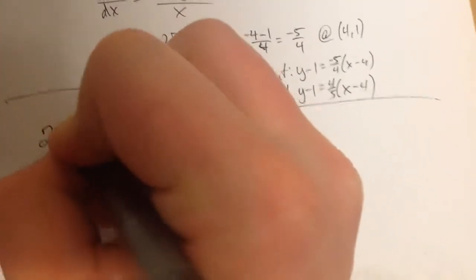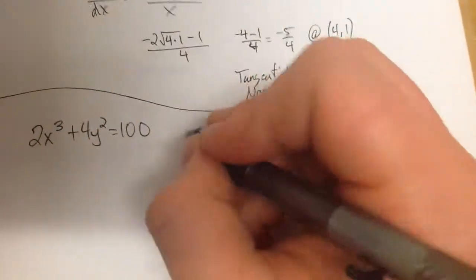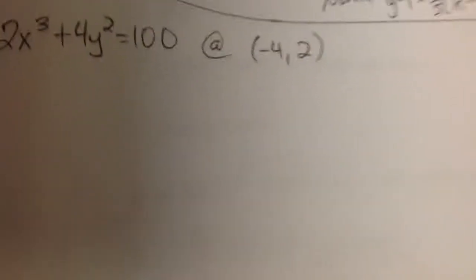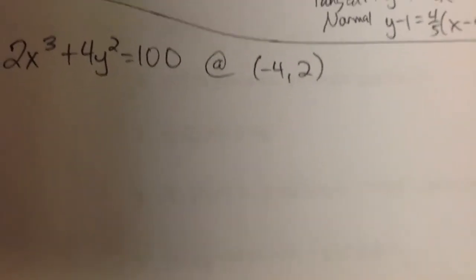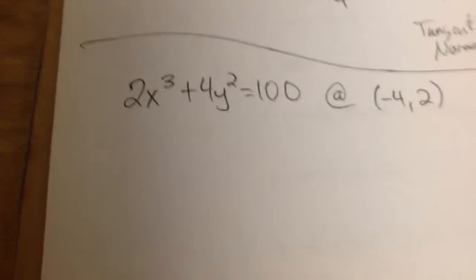2x to the third plus 4y squared equals 100 at -4, 2. So again, another tangent and normal problem. Go ahead and pause it and try it completely if you'd like. So find the tangent and normal lines. Let's see, do the derivative.